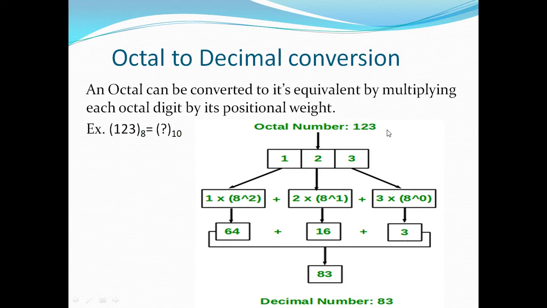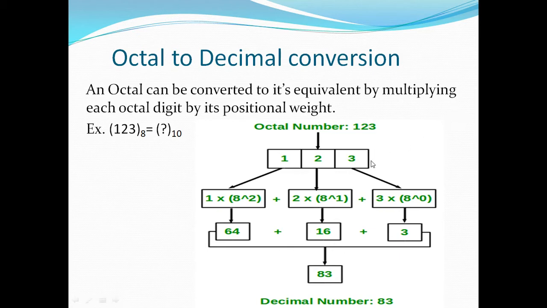Suppose we have an octal number 1, 2, 3. We want to convert it into its equivalent decimal. We'll multiply each digit by its positional weight, like 3 into 8 to the power 0, 2 into 8 to the power 1, 1 into 8 to the power 2 and so on if there is any more. Finally we'll add all these numbers and write the equivalent decimal.